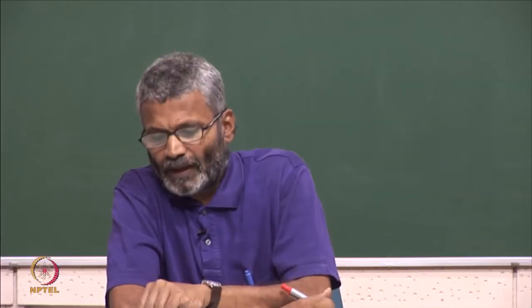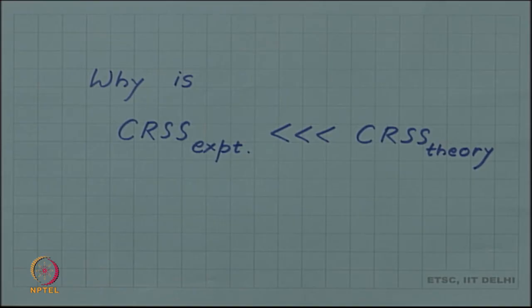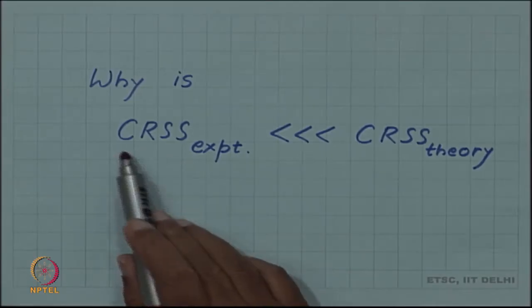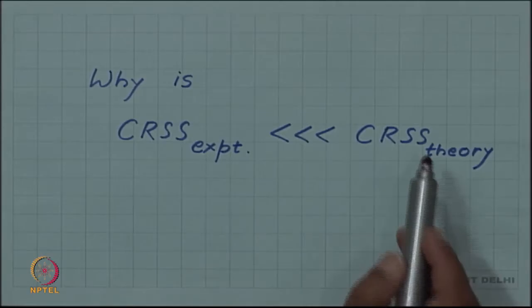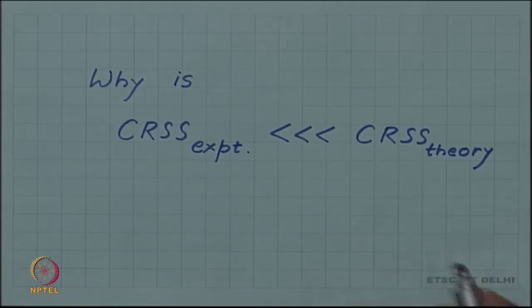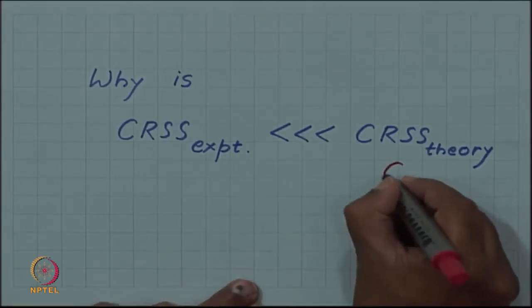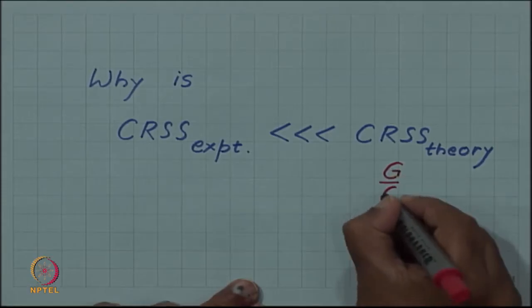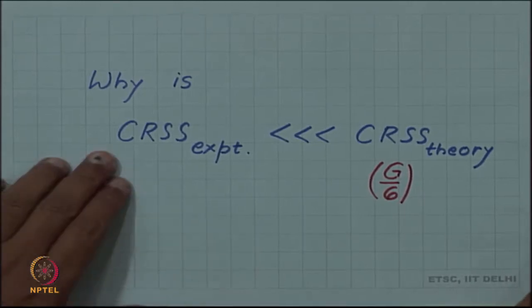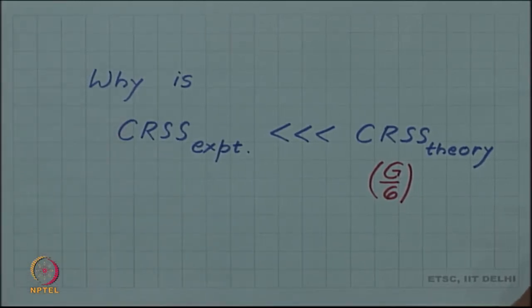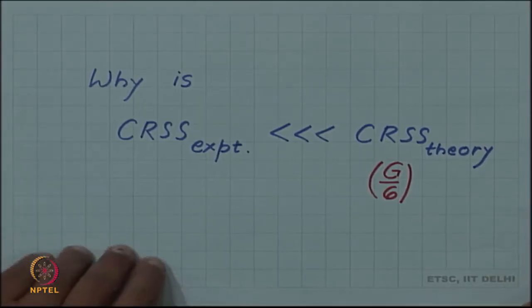So, we raised an important question in the last video: why is the experimentally determined critical resolved shear stress far less than what the theory is predicting for them? Theory was predicting a value which is shear modulus by 6, but the actual experimental value we saw is 1000, 10,000 times smaller than this value. So, there is no real match between the theory and experiment.